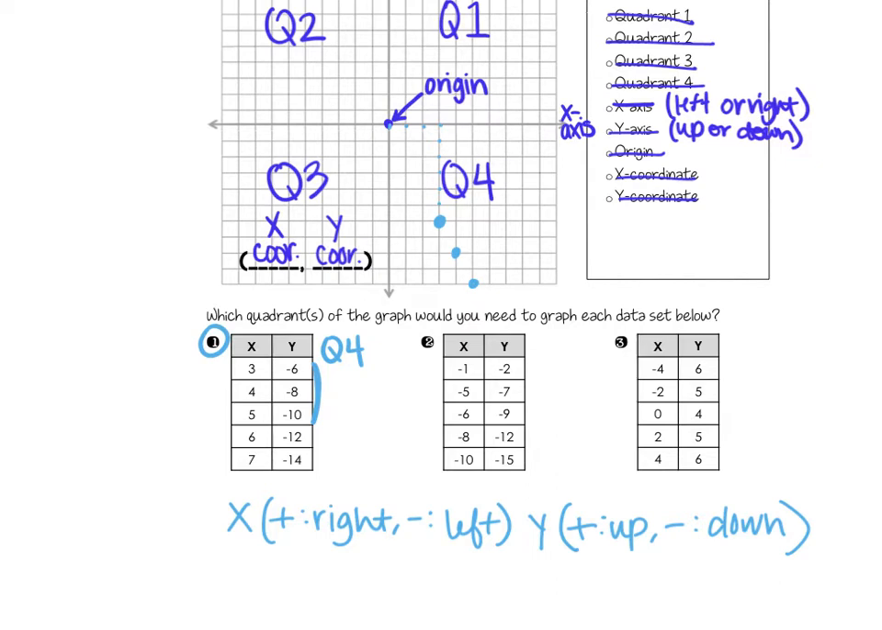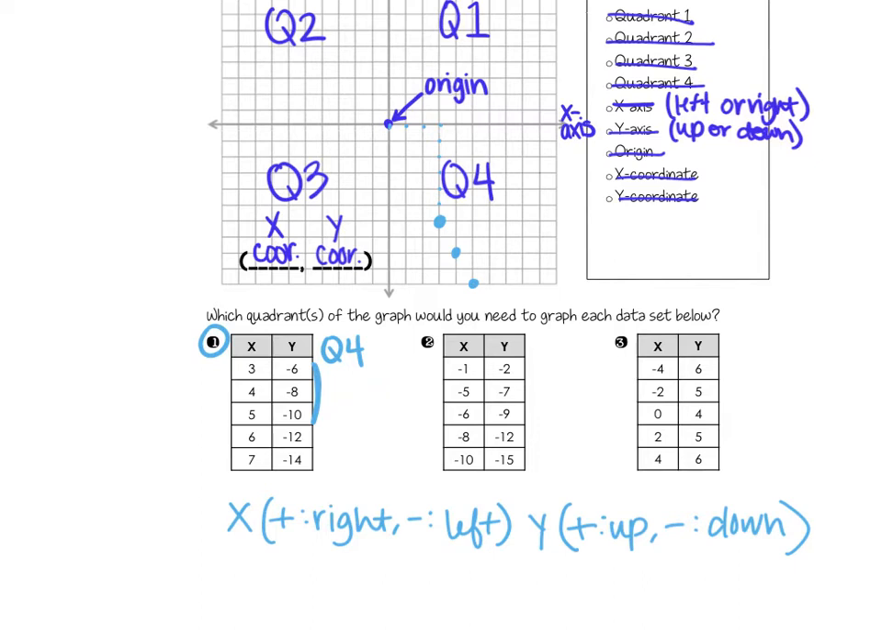So we have negative x values, right? And then we have negative y values. So are they all negative on both of them? Are all of the x's negative? Yes. Are all of the y's negative? So we're not going to be in multiple quadrants then, okay?